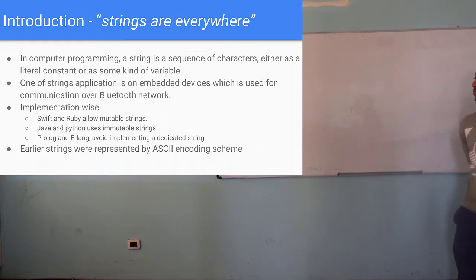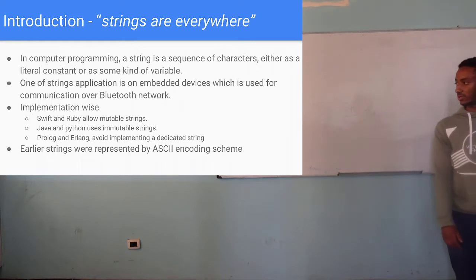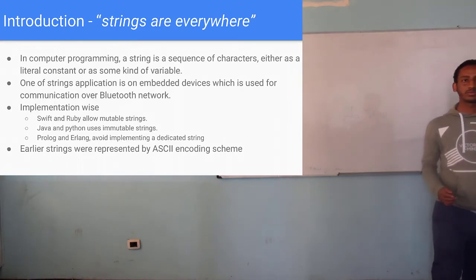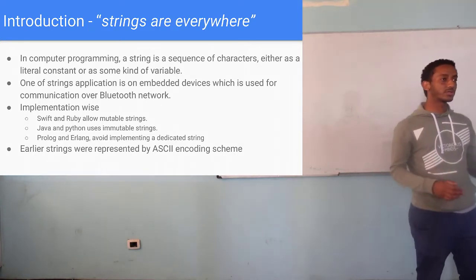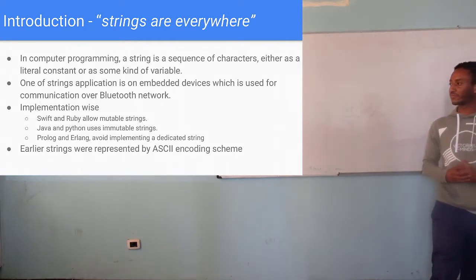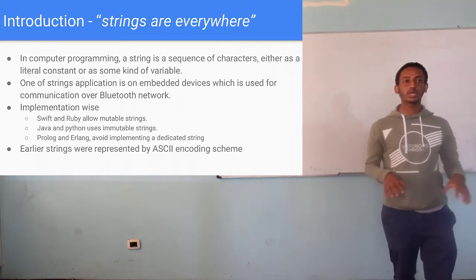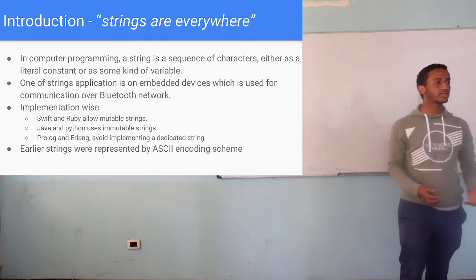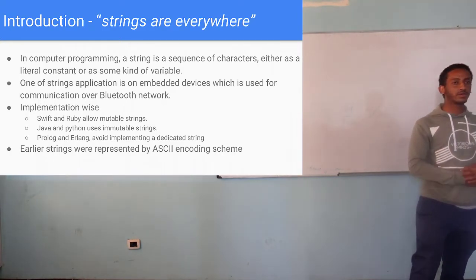And when we see the implementation, there are languages which allow mutable strings like Swift and Ruby. When it comes to Java, Python, and some C-based languages, they use immutable strings. So once it is created, it acts as a literal constant. You can't modify it. And Prolog and some other languages don't actually implement strings. They consider them as an array, and people are expected to manipulate it as a string.